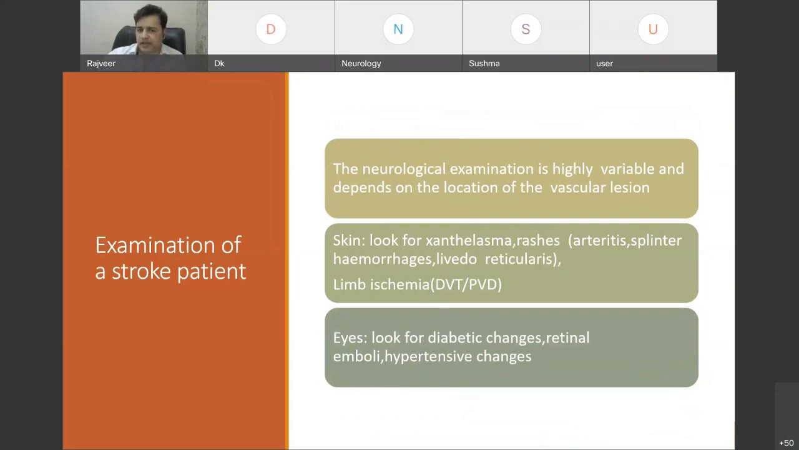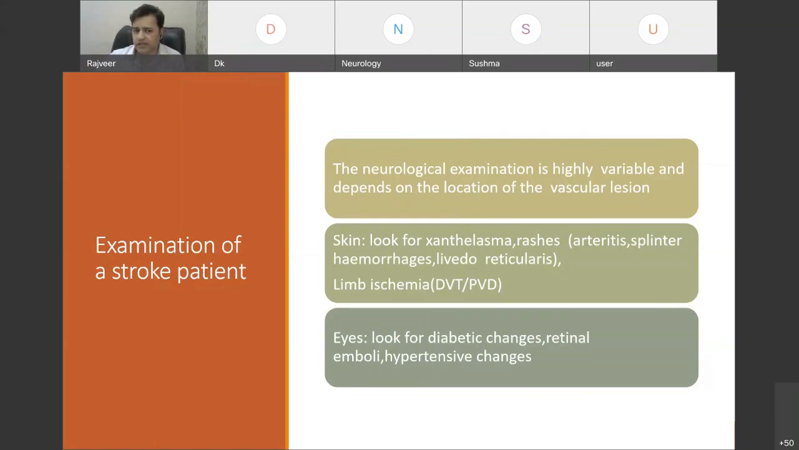And in examination, we should do a proper neurologic examination of all stroke patients, but the examination may be variable, because sometimes the patient during examination may develop new symptoms, or sometimes in a patient with TIA, the patient may improve. Also, the examination depends on the site of the vascular lesion, because anterior circulation and posterior circulation strokes have different symptoms. But we should properly examine the patient. We may get a very good clue about the diagnosis.